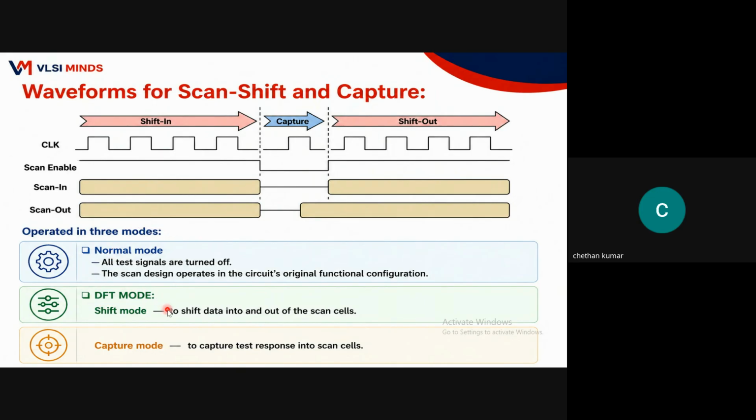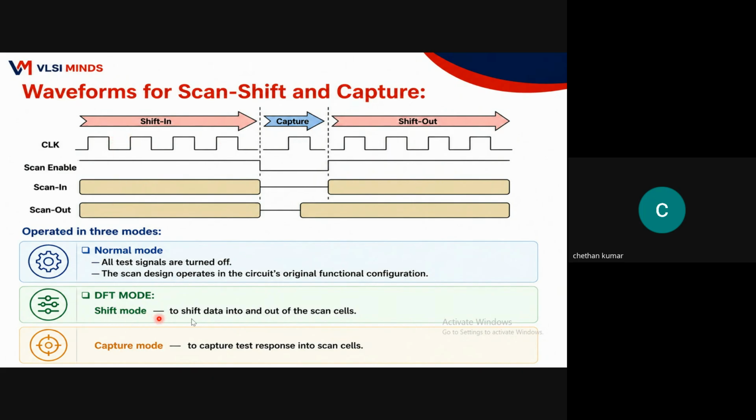Whereas in the DFT mode or the test mode, again we have two different modes: one is called shift mode and another one is called capture mode. That depends on the control signal called scan enable. In the normal mode there is no impact from the scan enable because the entire chip will be in functional mode, so test mode will not be enabled. Once the test mode pin, the TM pin, is 1, we are bringing it to the test mode.